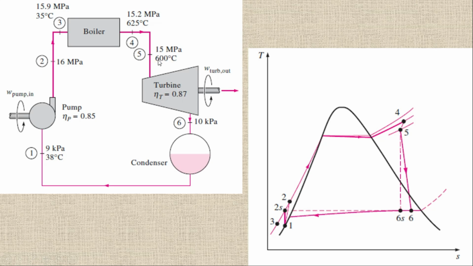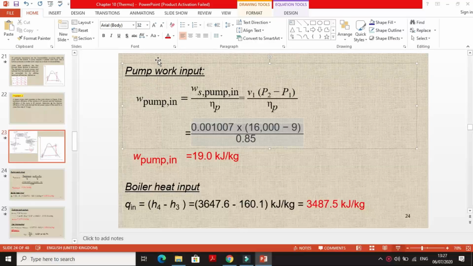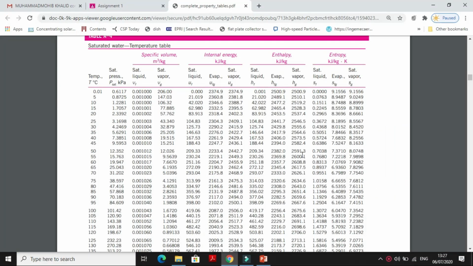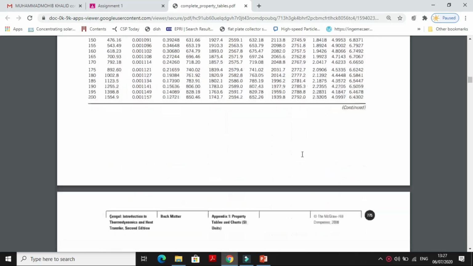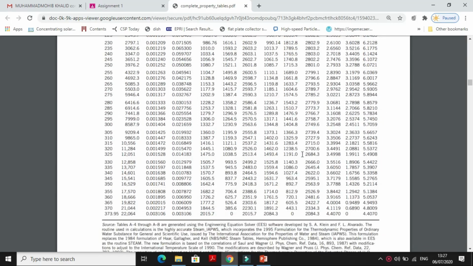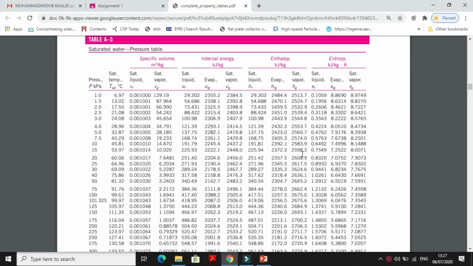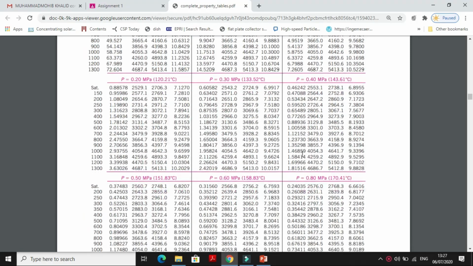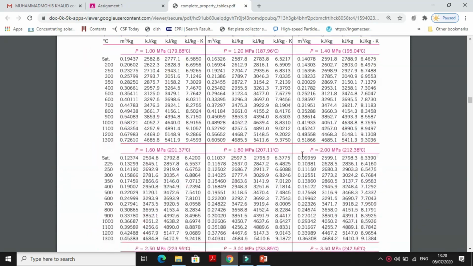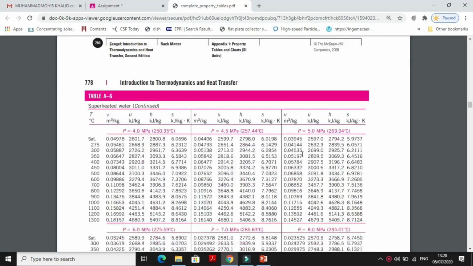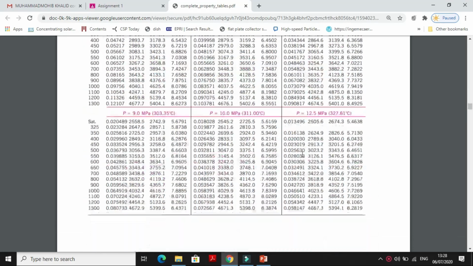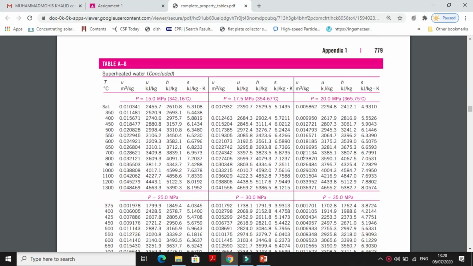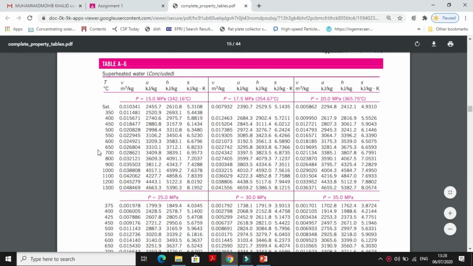So 15 megapascal and 600 degrees Celsius. Because we have 15 megapascal, it will be somewhere in the superheated region. So this is the saturated table, and this is the superheated table. So here we have the 15 megapascal, and we have 600 degrees, so the H value is around 3583.1.